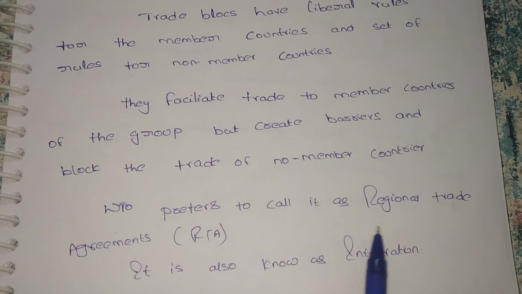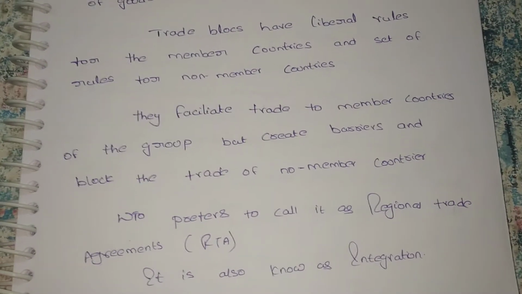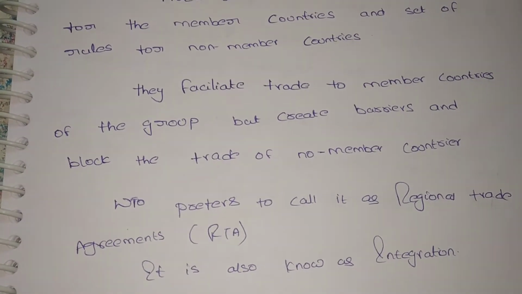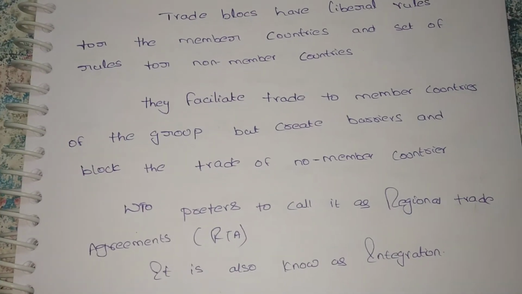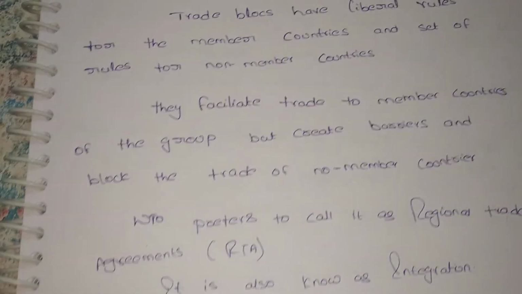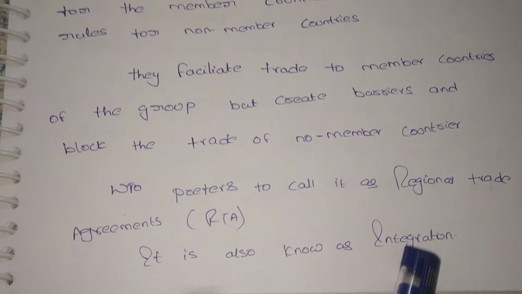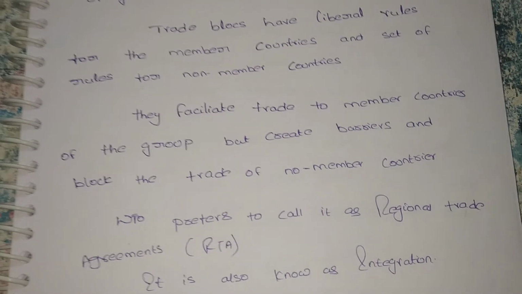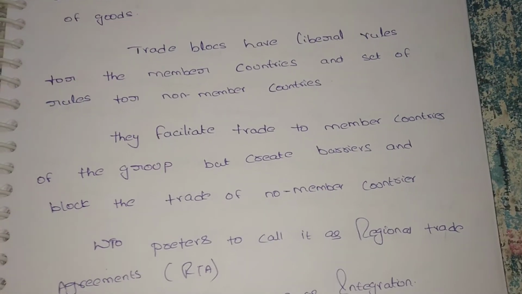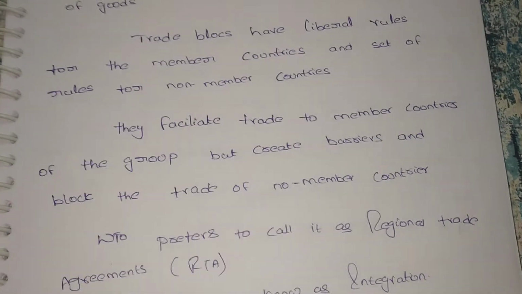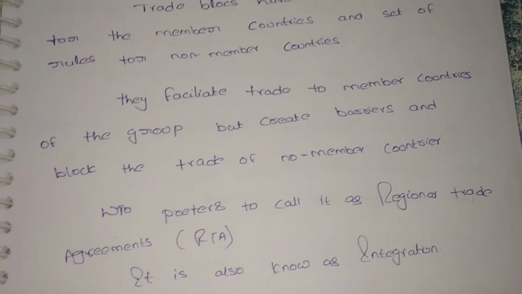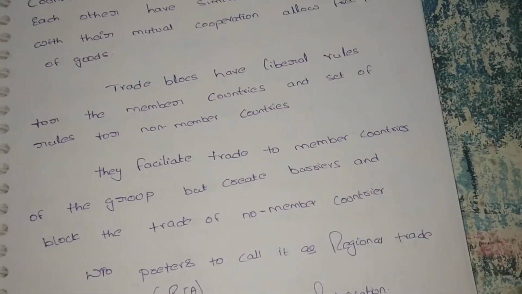The WTO prefers to call it a regional trade agreement. The World Trade Organization gives this name to such groups of countries, for example our five countries. It is also known as integration. It means a trade agreement among countries with liberal rules, for the benefit of free flow of goods and services. The WTO gives the name regional trade agreement, and it is also known as integration. This is about the trade bloc.